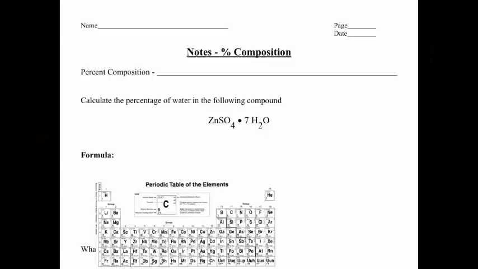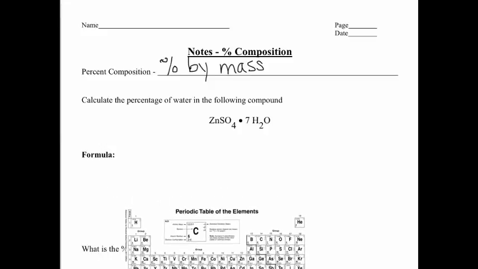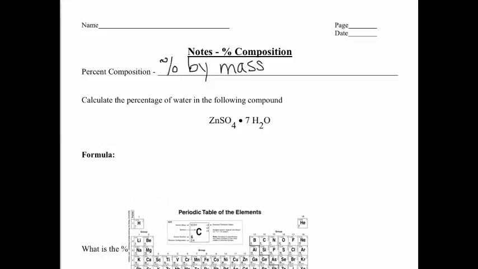To define percent composition, we use the phrase the percent by mass. And that will make more sense as we go through an example. So we're pretty much just going to go right to an example. You guys have done this in lab if you've already done the hydrated copper sulfate lab. We want to calculate the percentage of water in a compound.